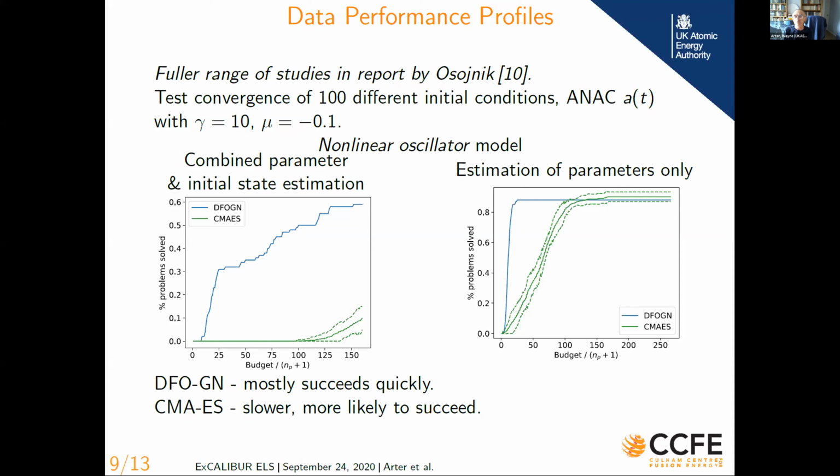The graph on the left represents a search in a 4D space, that on the right a search in the 2D parameter space only. So the results are consistent with the statement that the stochastic method, that's the CMA-ES, is more likely to succeed, but it is also likely to take 2 orders of magnitude more computing budget. So next slide.